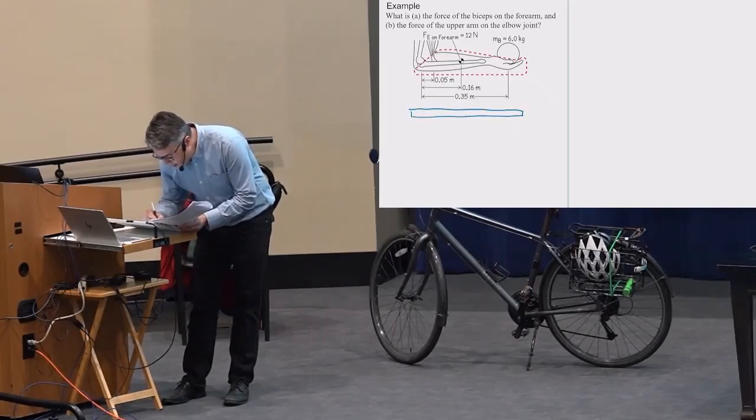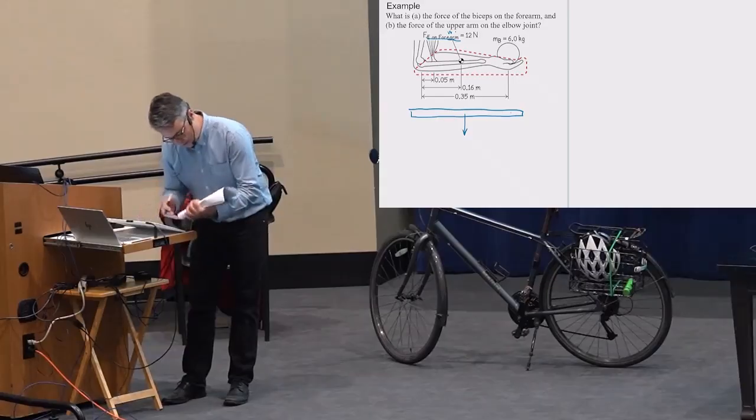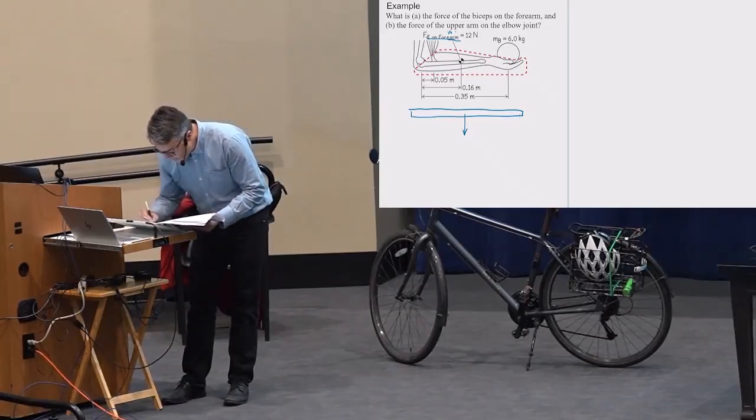And I will draw, what do we have? We have the weight of the arm. And then we've got the mass of the ball times G. We'll call this W. And then we've got, what else is there? Oh yeah, force upward of the bicep. That's what we're trying to find.